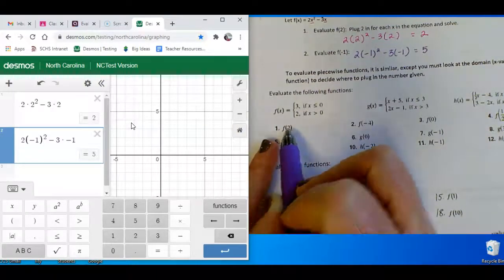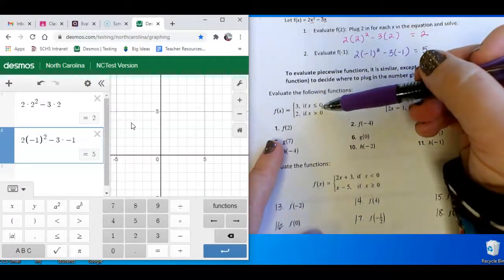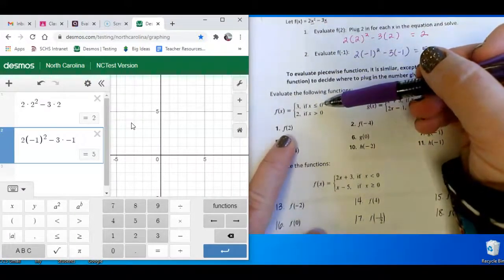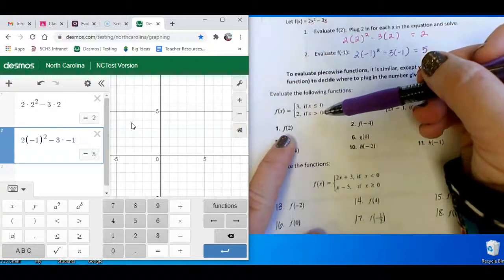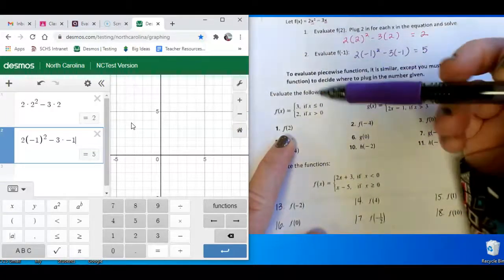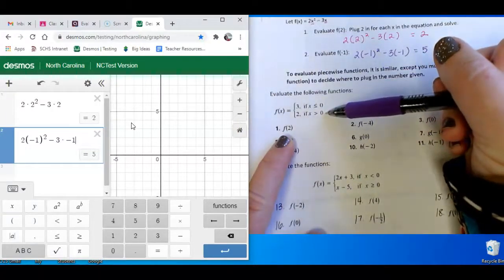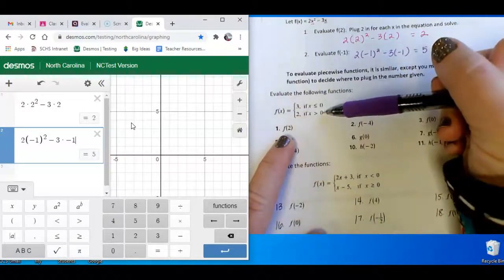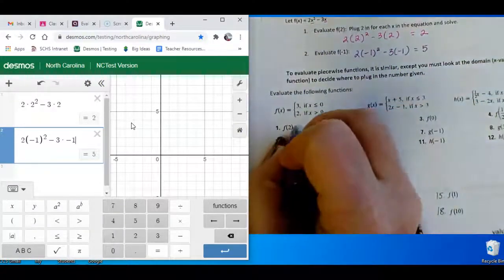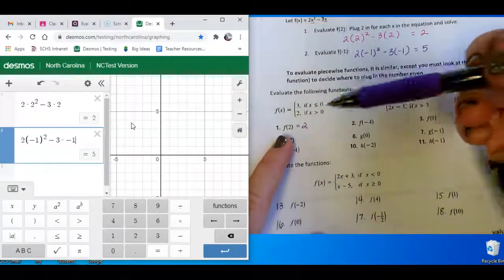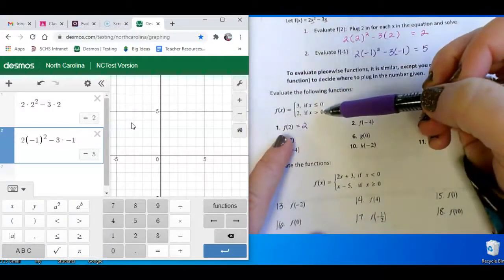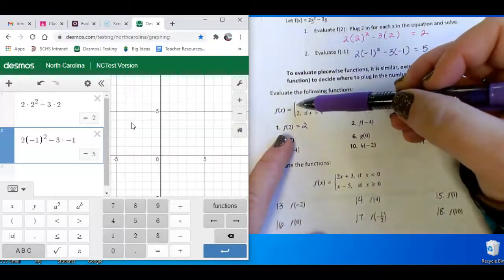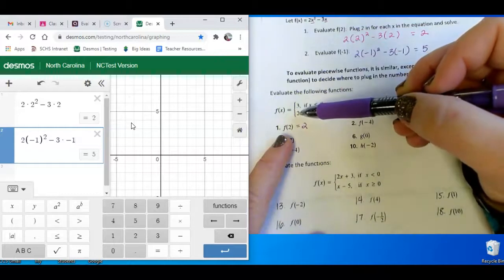So what I have to do is come up here to the x and figure out, is 2 less than 0 or is 2 greater than 0? Well, 2 is greater than 0. So I'm going to plug in 2 for any x that I see. There's not any x. It just tells me it's 2 if that's the case. So that means this answer is 2. So you figure out where it falls, and then you plug in or evaluate based on that.